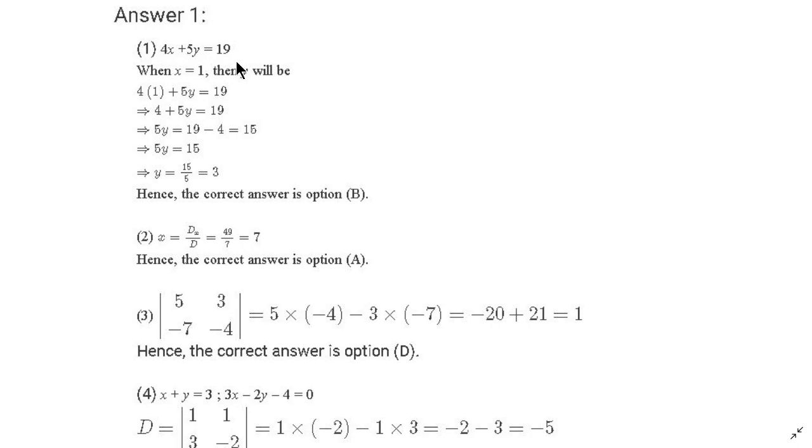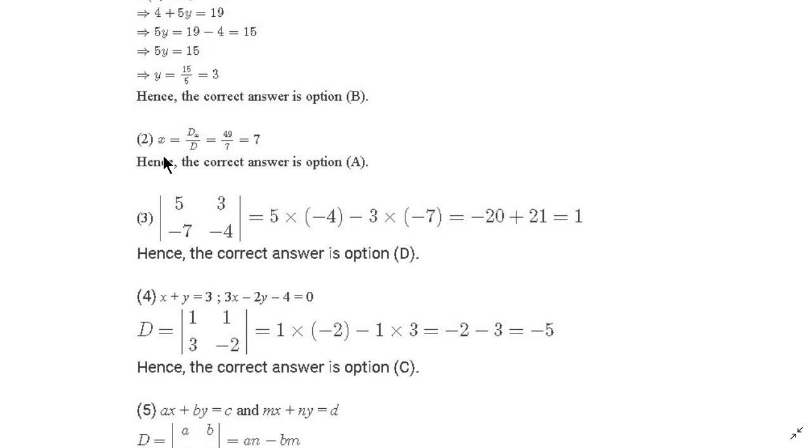find y when x is equal to 1. When we are going to find y, just put the value of x is equal to 1. Like here, 4 into 1 plus 5 into y is equal to 19, and try to find out y by eliminating all other terms. 4 into 1 is 4, then move it to the right hand side, then 5y is equal to 15 and y is equal to 3. So the correct answer is option B, which is 3.